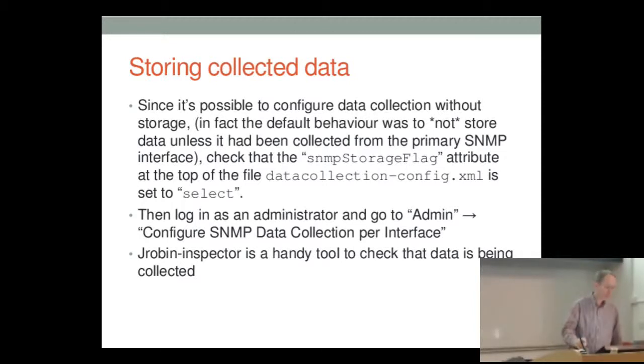We also got tripped up on this one. Some of the interfaces we wanted to collect from were not the primary interfaces, and it took a while to realise what was going on. There's no data being collected. Until, reading one of the wiki pages somewhere, it suddenly dawned on us that we needed to change this SNMP storage flag. Once we did that, collection works okay. I also found the JRobin inspector to be a really handy tool to see what's going on with these JRB files that are appearing in the file system. That wasn't immediately obvious to us, but once we realised the JRobin Inspector was there, it became quite a handy tool.